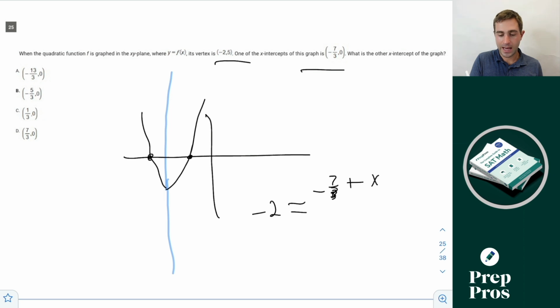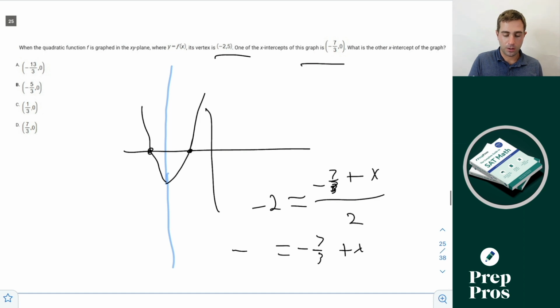plus, we could say x over 2. So we can cross multiply. This will give us that negative 4 is equal to negative 7/3 plus x. Let's put this into thirds. So this is the same as negative 12/3 equals negative 7/3 plus x. We can add over our 7/3. That will give us negative 5/3, which is our answer.